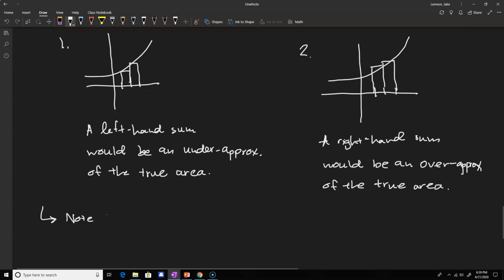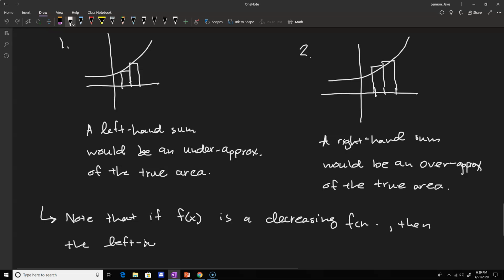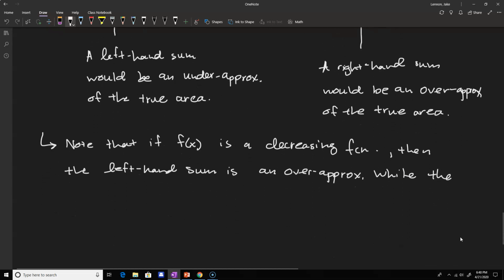Note that if f of x is a decreasing function, then the left-hand sum is an over approximation, while the right-hand sum is an under approximation.